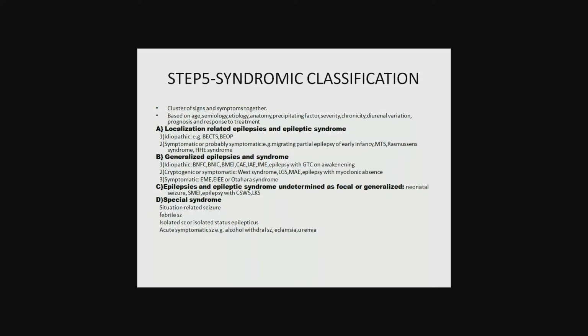First is localization related epilepsy, second is generalized epilepsy, third is epilepsy or epileptic syndrome undetermined whether it is focal or generalized, and the fourth is special syndromes. And each syndrome is further classified into idiopathic or symptomatic. Idiopathic is also called genetic, meaning there is a genetic basis for the epilepsy, and symptomatic means there is some problem in the brain, some injury to the brain, and it has resulted in seizure.